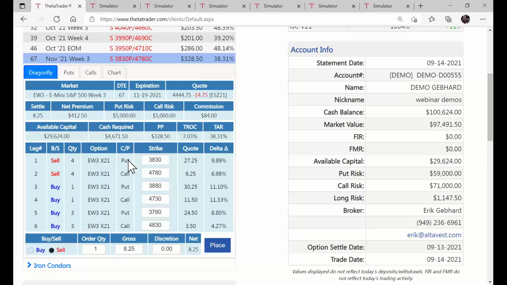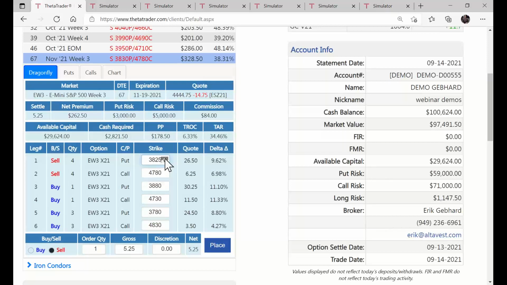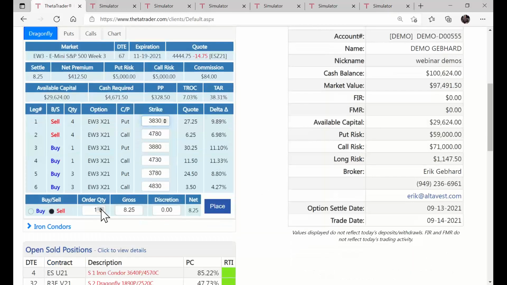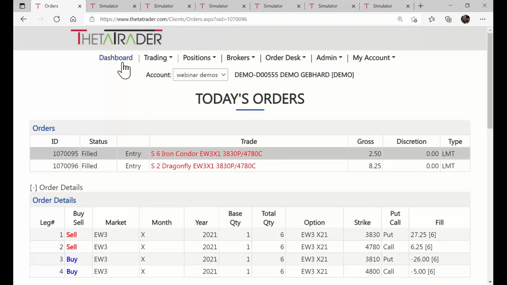You'll notice the puts you're selling and the calls you're selling here, the delta on those here. Of course, over a 90 and 93% probability that these strikes would expire worthless as well. Of course, you could also change the strikes, but I don't think there's any point in doing that because that defeats the whole purpose of the machine building the trade for you. And we'll choose 2 of these. We'll sell 2 of the Dragonflies. And you place the order, and that's it.